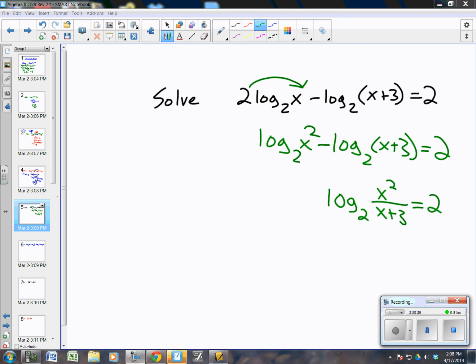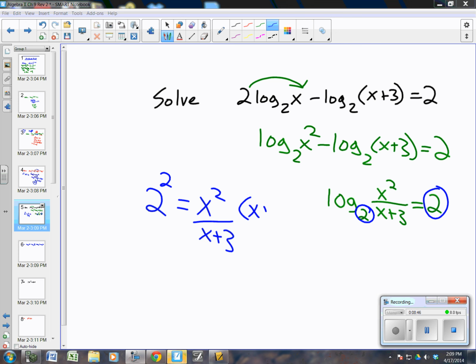What you can do at this point is change it to exponential form. This number right here is the base of the exponent because it's the base of the logarithm. This number here is the exponent, right? A logarithm is an exponent. And what's left is the x squared over x plus 3. So now you have this equation that you have to solve. That equation, as it's written, is a rational equation, right? So I have an x in the denominator. How do I get rid of an x in the denominator? Okay, I'm going to multiply both sides by the denominator, x plus 3. Do you guys see that?